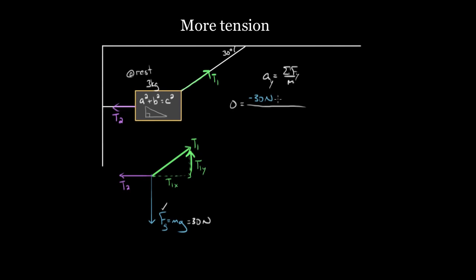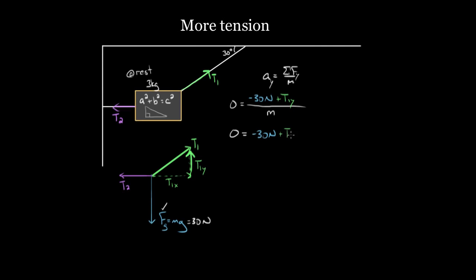So I need to add plus T1 in the y direction. And that's it. Those are the only two forces that are vertical. T1x is not vertical, that's horizontal, and this T2 is horizontal. So I've included T1y and mg. Those are the only two forces that are vertical. So now I can multiply both sides by mass. M times 0 is still 0. I get 0 equals negative 30 newtons plus T1y.